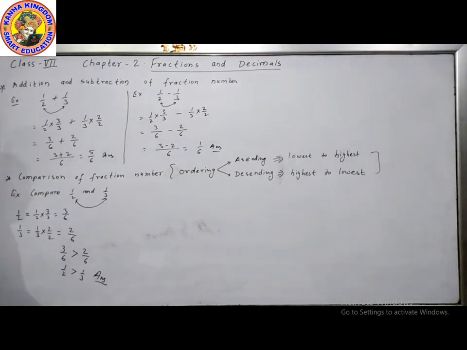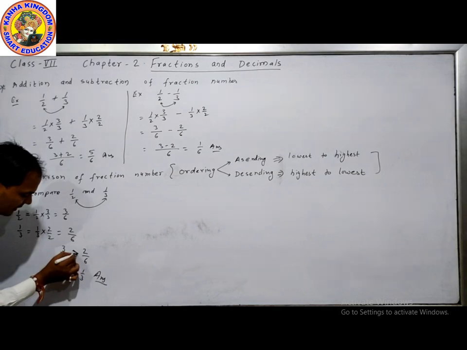For comparison of fraction numbers, we take the example, compare 1 by 2 and 1 by 3. When we compare fraction numbers, we will make the denominator equal. So by the multiply method, 1 by 2 will be multiplied by 3 and 1 by 3 will be multiplied by 2. Then 1 by 2 multiplied by 3 is 3 by 6. 1 by 3 multiplied by 2 is 2 by 6. Then 3 by 6 and 2 by 6. 3 by 6 is greater, so we use the symbol of greater.